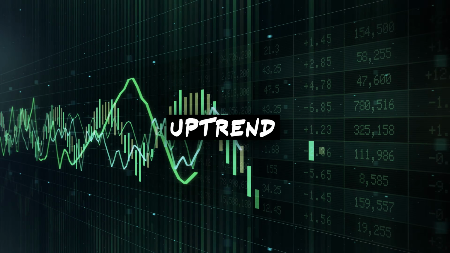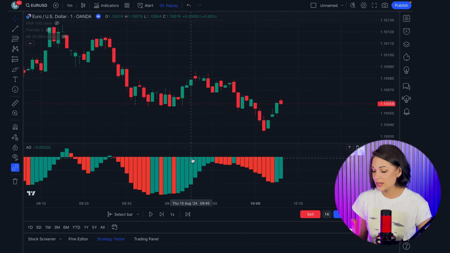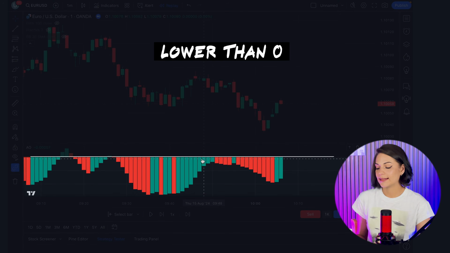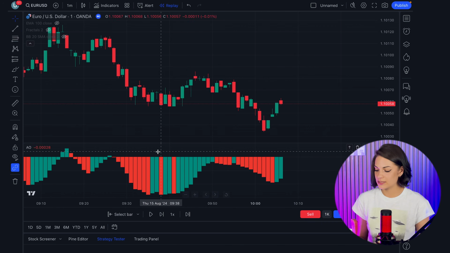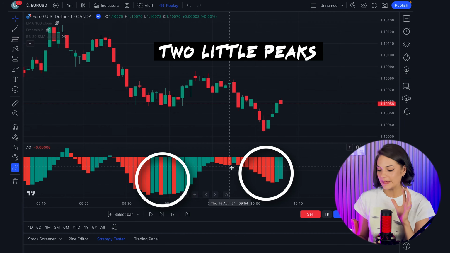Next strategy is called twin picks, and in this case it's quite simple. Let's talk about the first example for an uptrend, and then we will move on to the downtrend. First of all, for an uptrend, we need to find that the Oscillator is lower than the 0 point. And of course, it's going to show us two little picks.